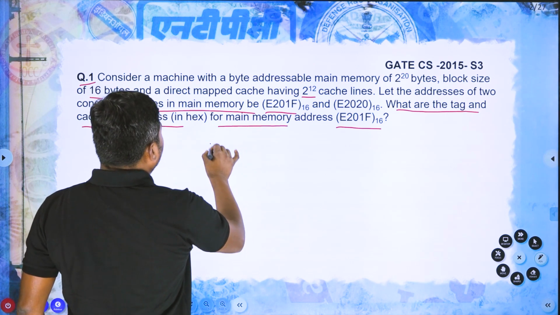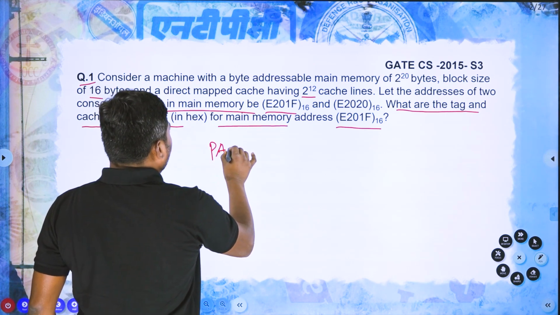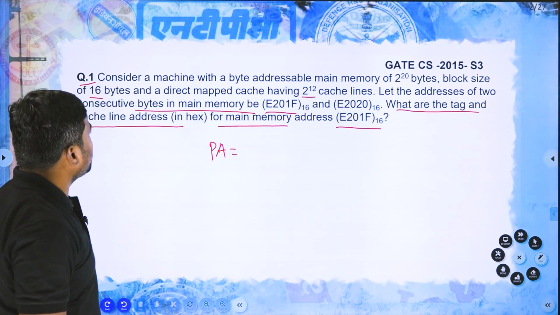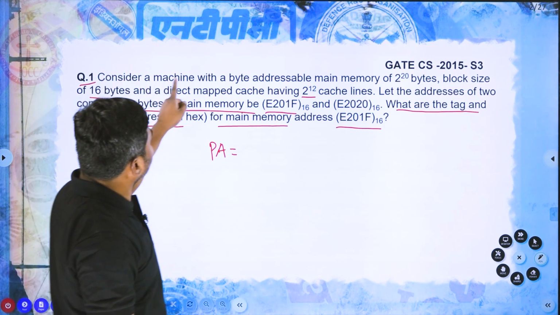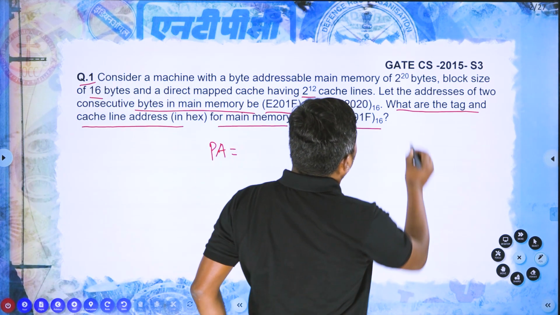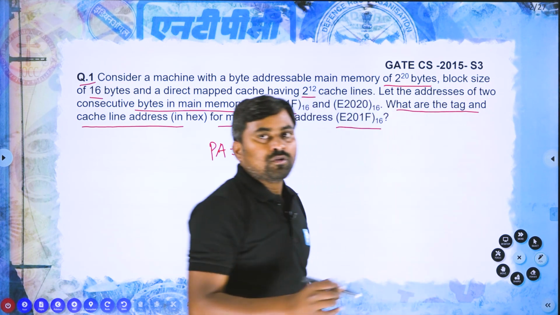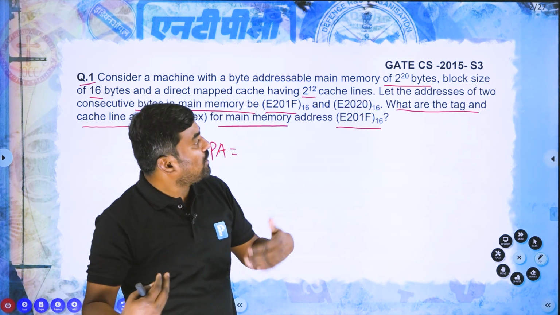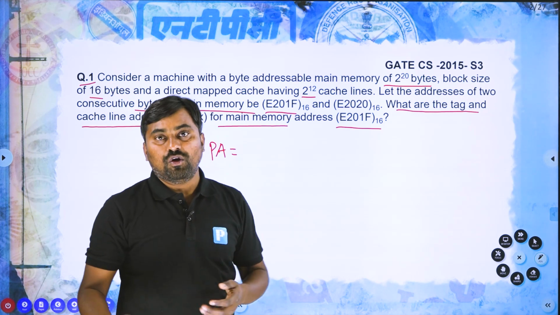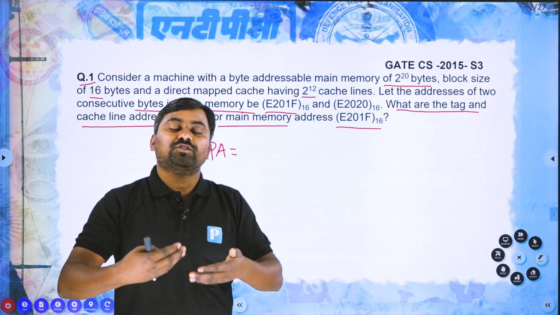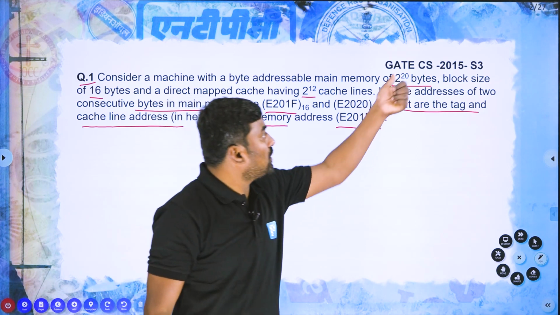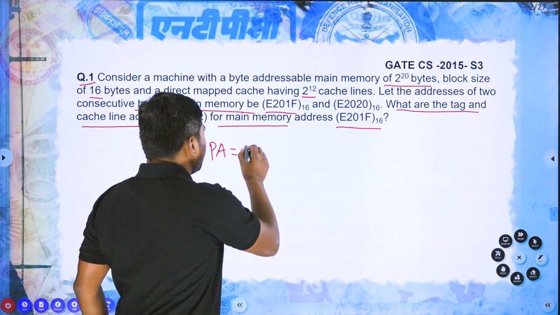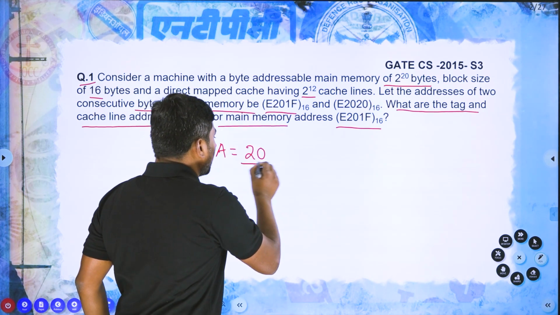What is the physical address given? So how to know the physical address? Please do understand. They said consider a machine with a byte addressable main memory of 2 power 20 bytes. Sometimes they may give 2 power of 20 instead of 1 megabyte, meaning is same. 1 megabyte we can express as 2 power of 20. So directly 20 bits is the physical address. Your physical address is 20 bits.